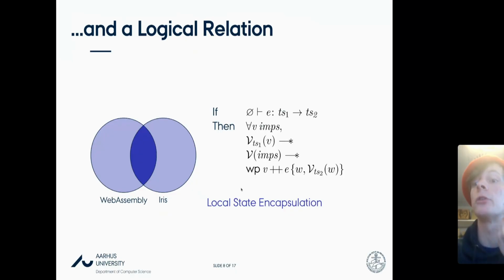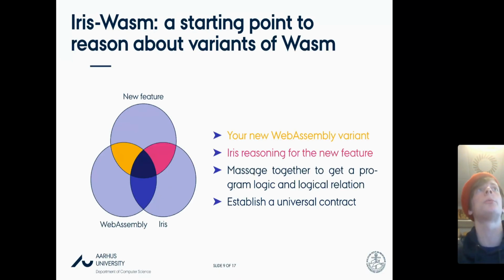So this formally captures local state encapsulation, and is a very strong formal proof that WebAssembly has that property. Now, obviously, WebAssembly we've been using for years now, and so maybe there wasn't too much doubt that WebAssembly has this local state encapsulation property. But the thing that we're most excited about with Iris-Wasm is that now we can use it as a departure point to reason about new variations of WebAssembly that maybe we don't know as well as WebAssembly. Maybe we don't have as strong confidence that these languages have whatever properties we'd like them to have.